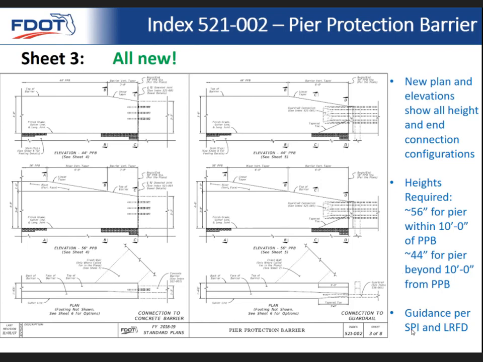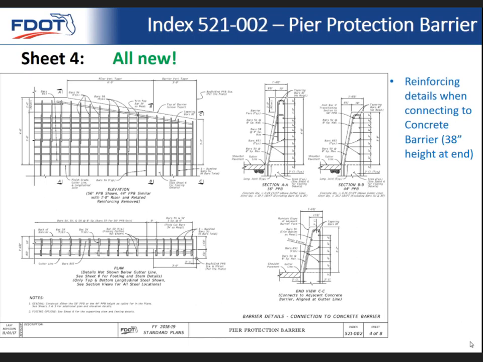We've got a new plan and elevation sheet showing all the different combinations of height and what you're connecting to. And so essentially, you need a 56-inch height barrier if the pier you're shielding is within 10 feet of the back of the barrier. You need a 44-inch height barrier, a little bit shorter up here, if your pier is more than 10 feet behind the barrier. And that's, I think, an LRFD standard. The guidance is provided in the SPI so that you would know that. And then down here, we show the difference in connecting to concrete versus guardrail. You can see the 3-foot setback for the crash wall.